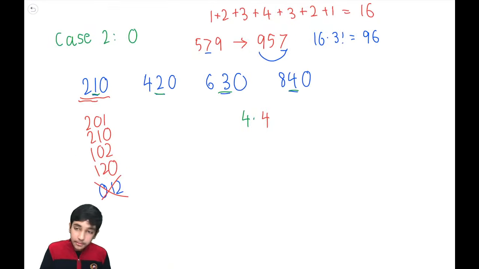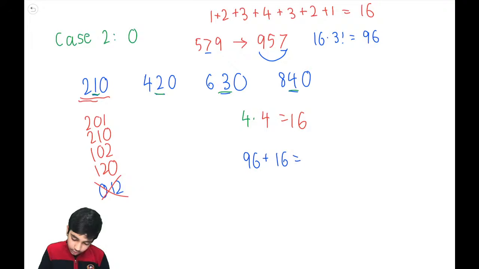So we only have 4 rearrangements that are 3-digit numbers that don't start with a 0. So it equals 16. So overall, we have 96 plus 16, which is 112, which should be the answer for this problem.